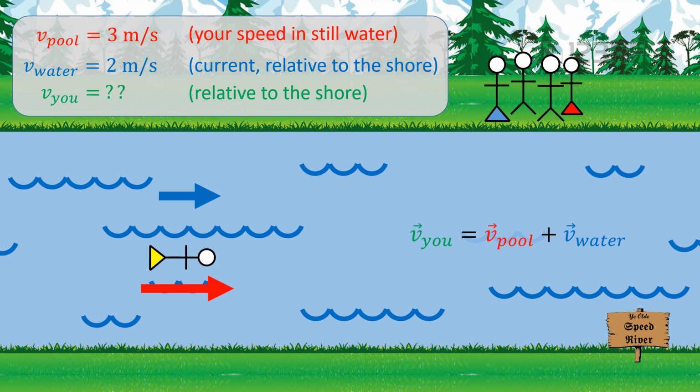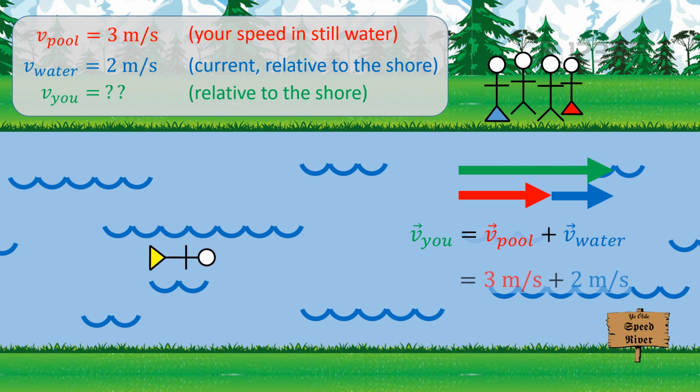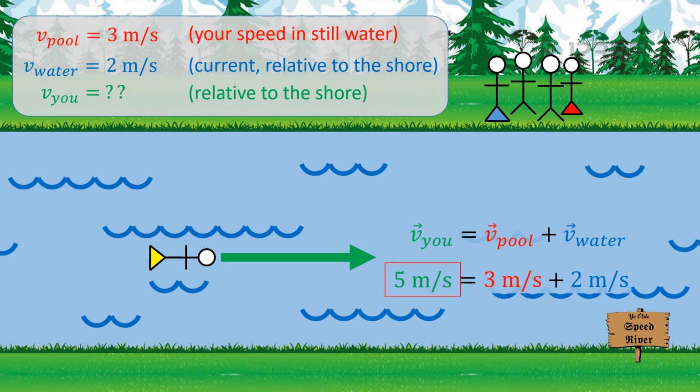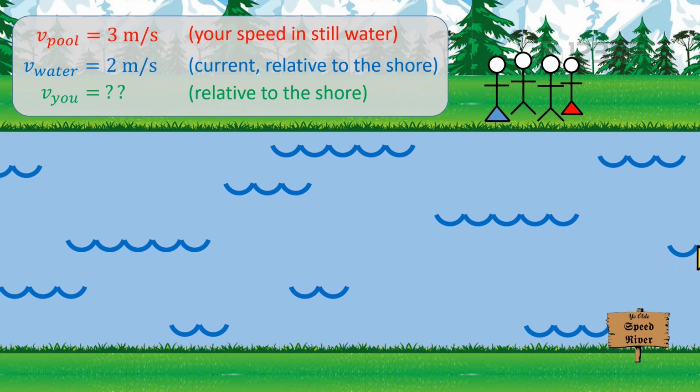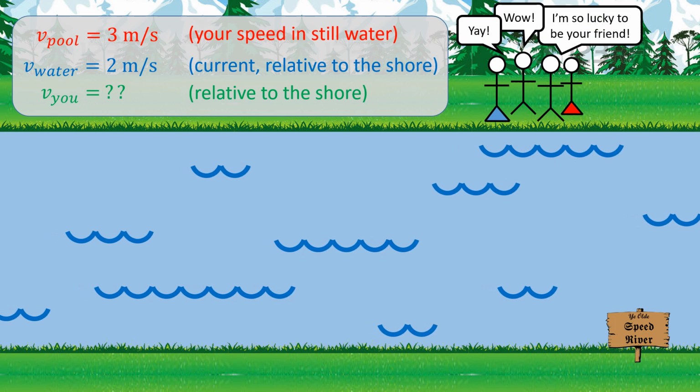Your swim speed, as viewed from land, will be the sum of two contributing velocities: the speed at which you can swim in still water, plus the velocity of the water itself. We add these two vectors, lining them up tip to tail to get the result. So to your friends on shore, you'll tear by at 5 meters per second and appear much faster than you would have in a pool.